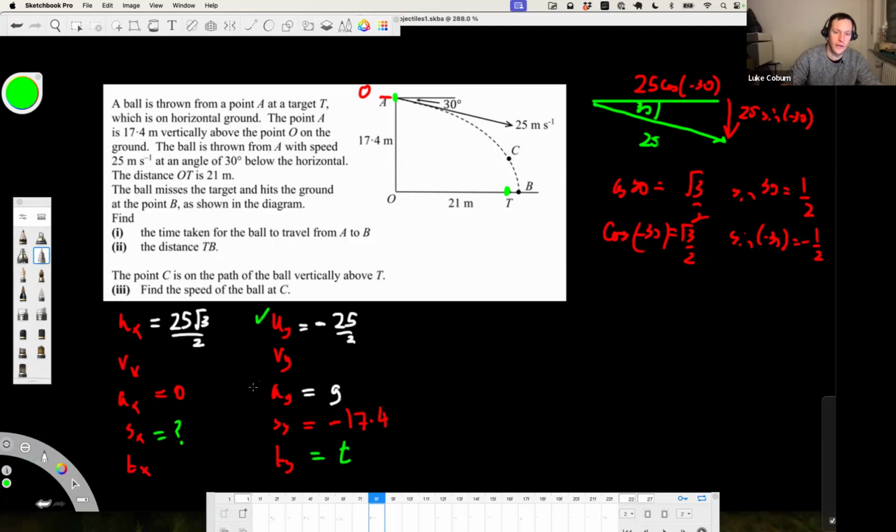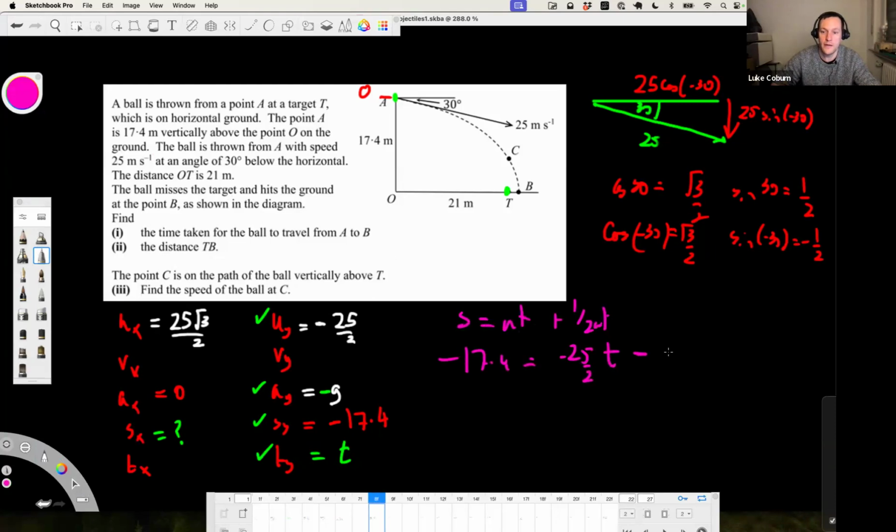Now, what do we have? We have u, we have a, we have s, and the t is the only unknown. So s is equal to ut plus a half at squared. And this is minus g. I just want you to consider this for a moment. If I write s equal to ut plus a half at squared, I'm going to say minus 17.4 is equal to minus 25 over 2 times t, minus g over 2 times t squared.